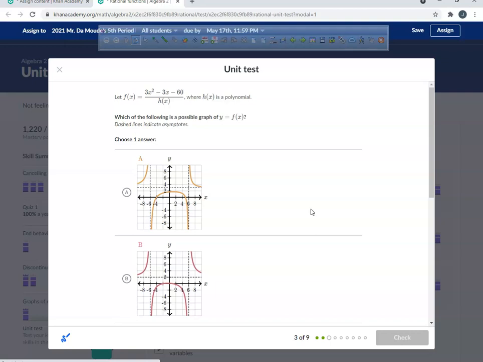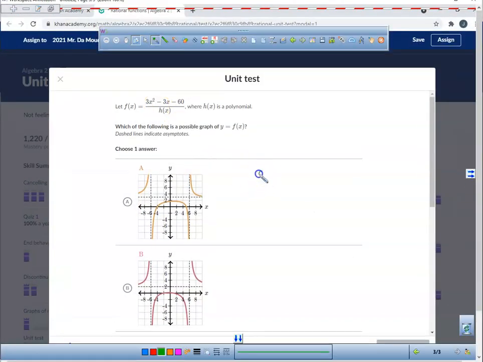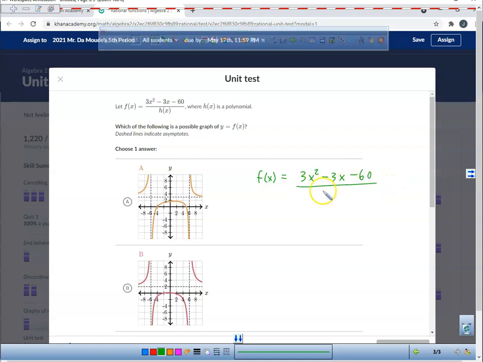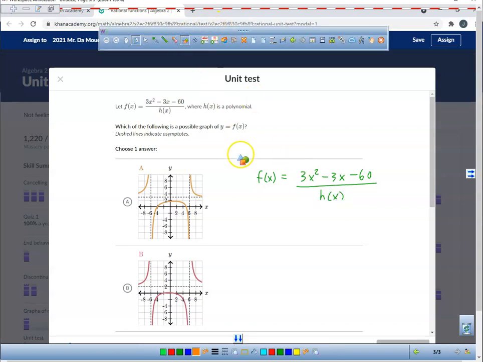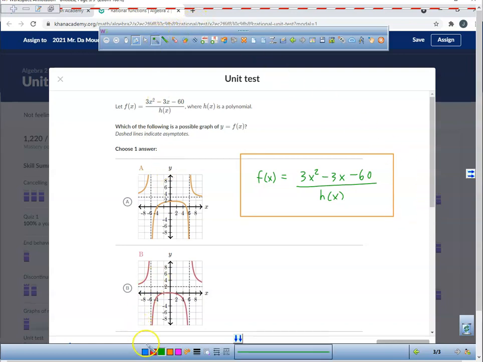Okay, so all you guys, this is going to be an easy one. All you guys need to write down is just the f of x, okay? So just f of x equals 3x squared minus 3x minus 60 all over h of x. That's really all you need to write down on this one. This reveals everything, okay?